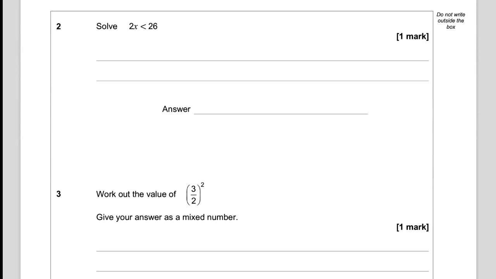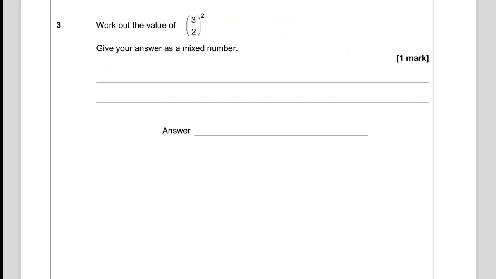Right, question 2. Solve 2x is less than 26. I'm going to divide both sides by 2 and say x is less than 13. So that's going to be my answer: x is less than 13.